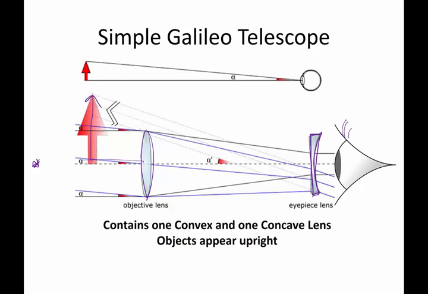It's a lot more complicated optics, but the beautiful thing about the Galileo telescope is that now your image is right side up, and you're not trying to look at things upside down, which is, like I mentioned, kind of awkward.